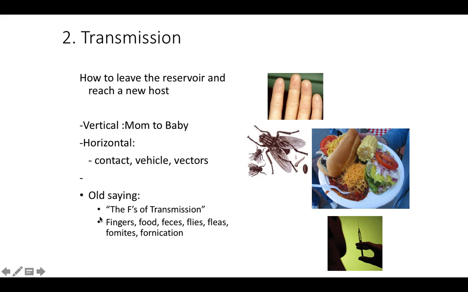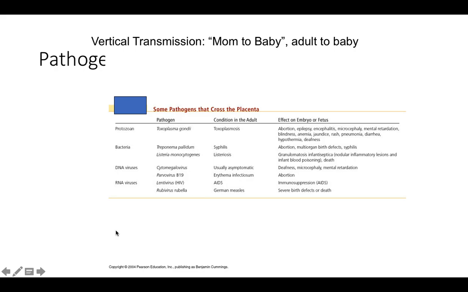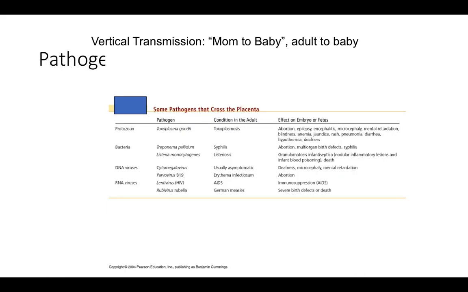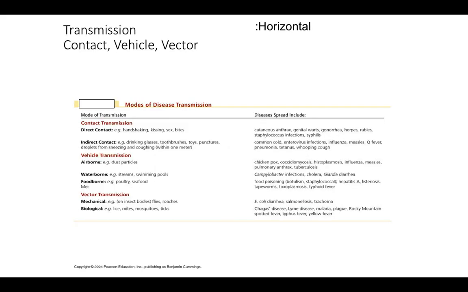And we're kind of making a joke of the F's of transmission. You guys, do remember that inanimate objects contaminated with pathogens are called fomites, and they can act as a way to transmit pathogens from an infected host to a new host. These are just some of the pathogens that can cause vertical infections. They can cross the placenta, and usually that's devastating, right? Because the baby developing in utero and the newborn, their immune system isn't competent yet.